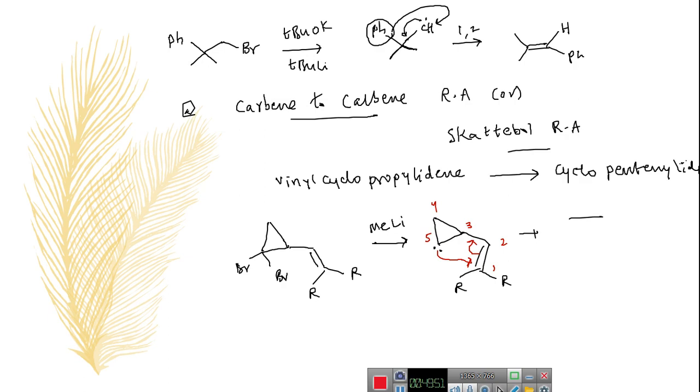a cyclopentenylidene. That means the carbene again undergoes rearrangement, giving cyclopentadiene. So this kind of rearrangement generally takes place from one carbene to another carbene. So this is actually carbene to carbene rearrangement or Skattebøl rearrangement.